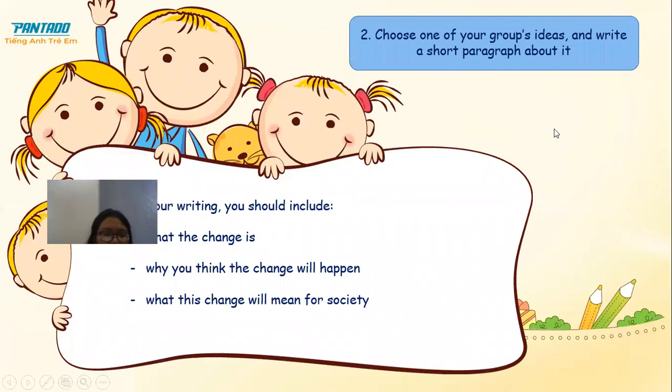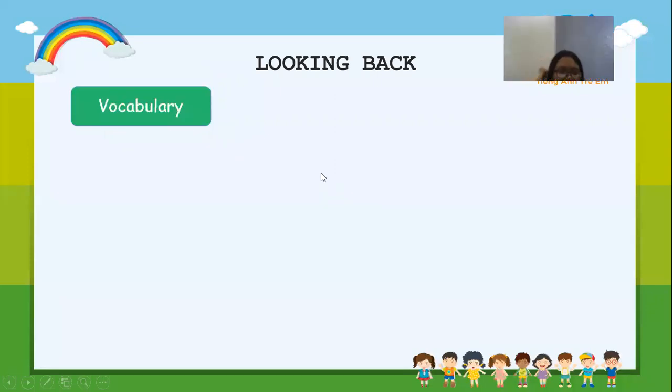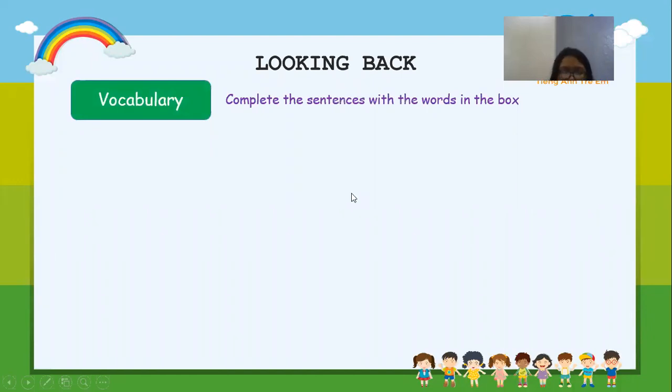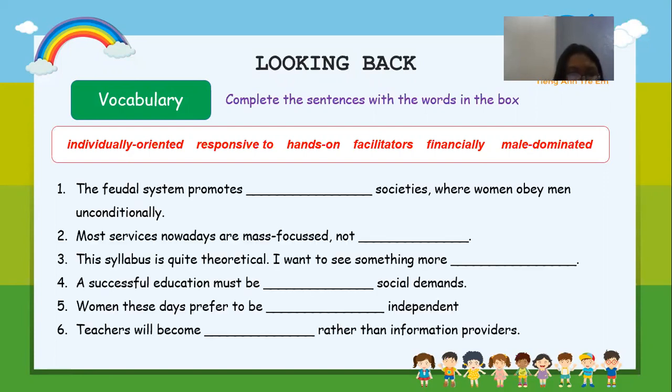Okay, now let's continue. Looking back, let's review vocabulary. Complete the sentences with the words in the box. Please read the words in the box. Individually oriented, responsive to, facilitators, financially, non-dominated. So you have to use these words to complete these six sentences. It's okay for me if you write the answer, but it's also okay if you just read it together with your answer.